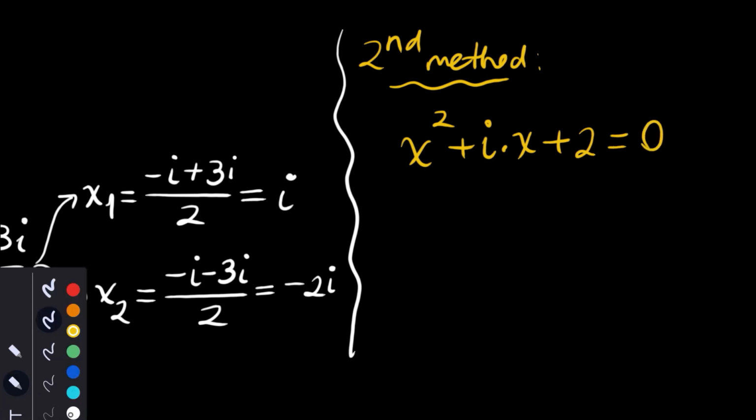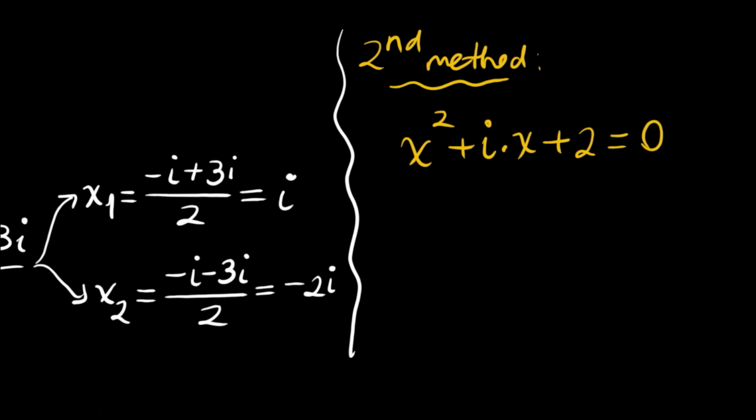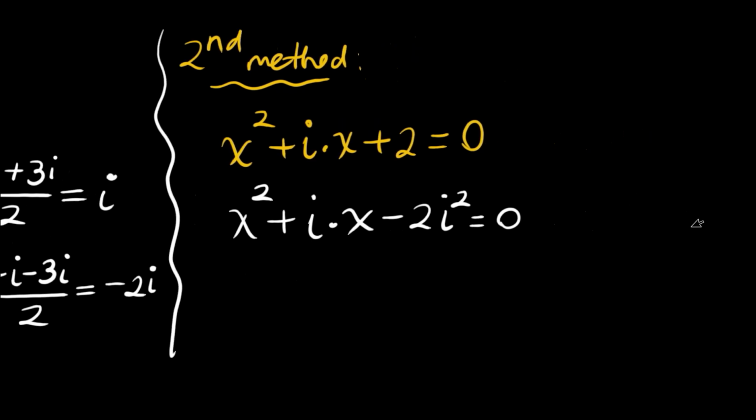Now let me write this plus 2 term as we have x squared plus i times x. Let me write this as negative 2i squared, since i squared is defined to be negative 1, we again have plus 2.